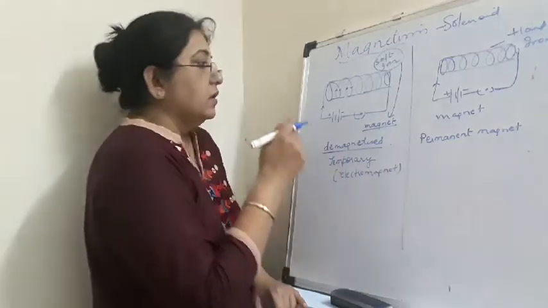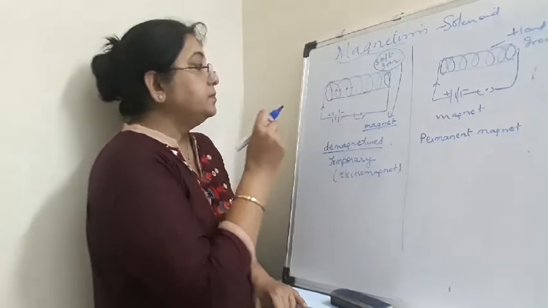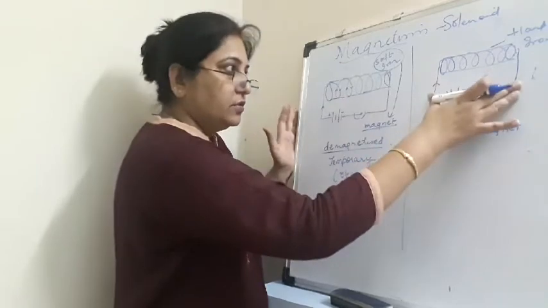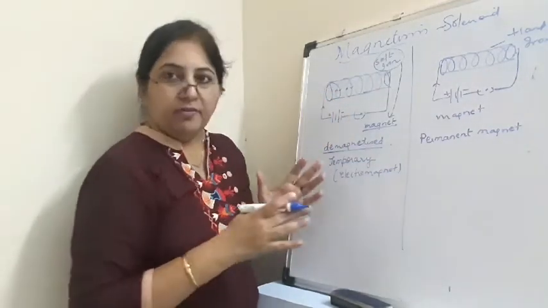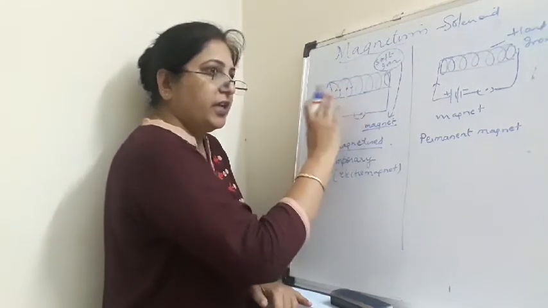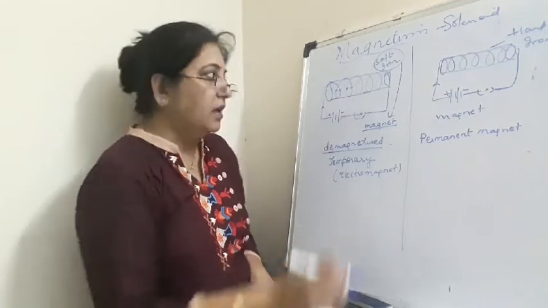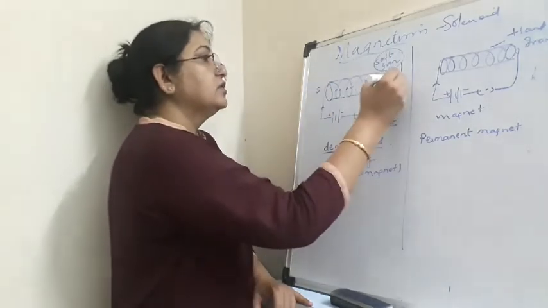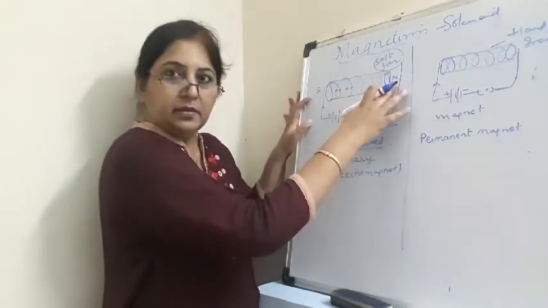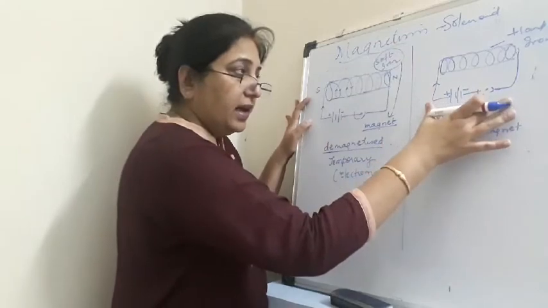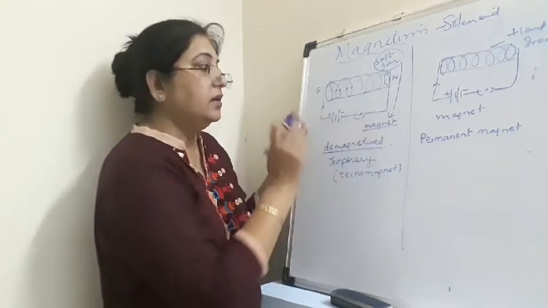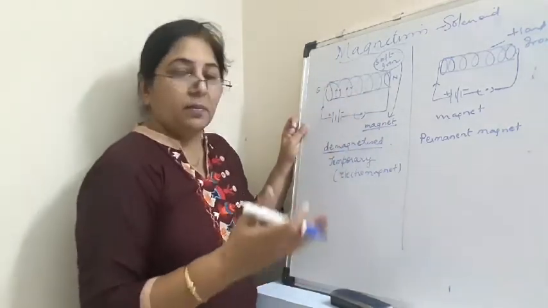Now, one more difference is there. Whatever poles are generated in these two, obviously a magnet will have poles. Whatever poles are generated in the soft iron, you can change the polarity of the magnet. That means if this is south, this is north, and if I change the direction of the current, I can change the polarity of this magnet. But in the case of hard iron, the polarity of the magnet cannot be changed. So this is another difference between the hard iron and the soft iron core when they become a magnet.